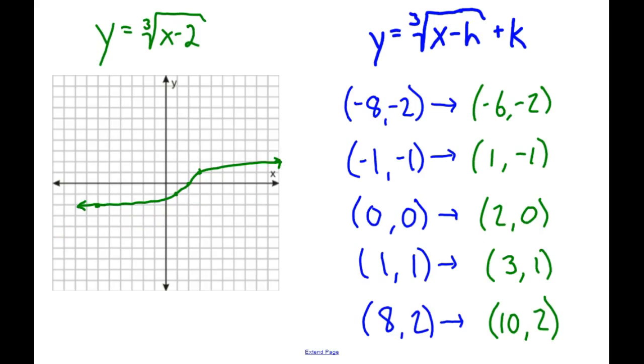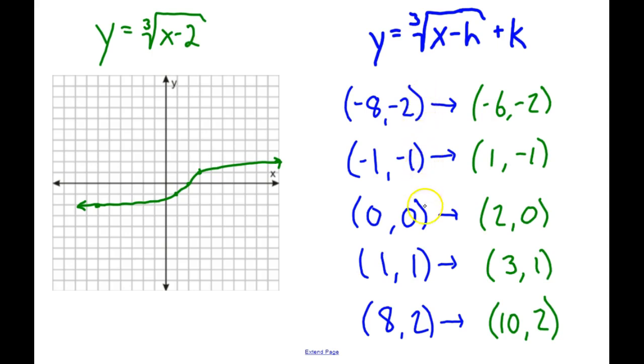Now we're going to look at the transformed graph of our basic cube root function. We have y equals the cube root of x minus 2. Again, we can think of this as the basic form involving h and k: y equals the cube root of x minus h, plus k. H represents our horizontal shift and k represents the vertical shift. In this case, we have no vertical shift. We only have a horizontal shift of 2 units, so we're going to move each point 2 units to the right.